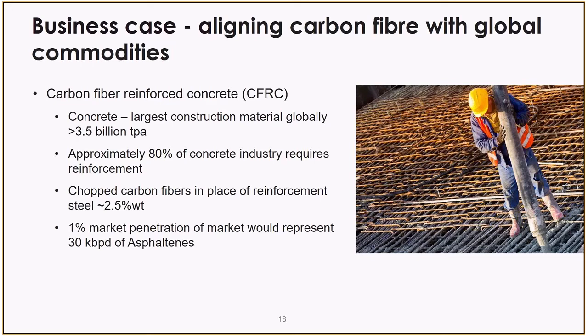So we looked at this and we made some analyses on the size of the concrete market globally and the percentage of weight that's inserted. If 1% of this market was penetrated by 2030, that would represent a demand of 30,000 barrels per day of asphaltenes. The asphaltenes as a ratio to bitumen was about 20%, so that would be about 150,000 barrels a day of bitumen. That's pretty significant, and there's a lot of room to grow in that. What are some advantages of using carbon fiber with steel?